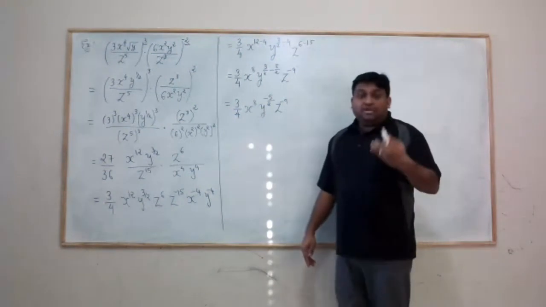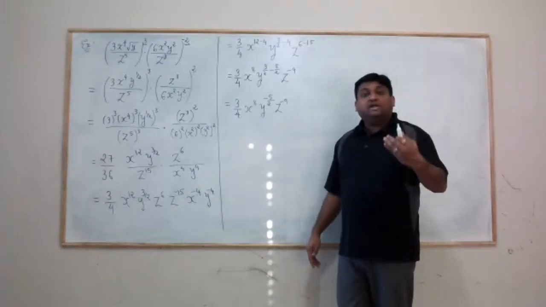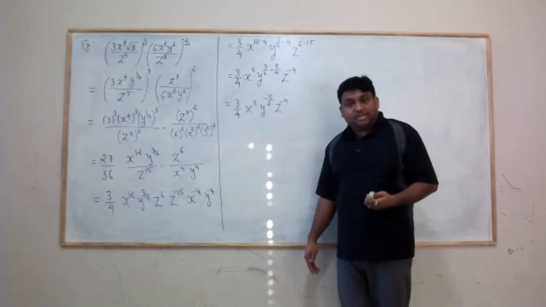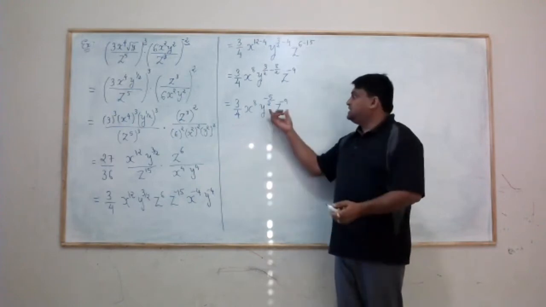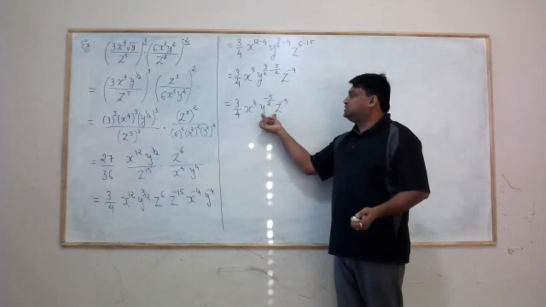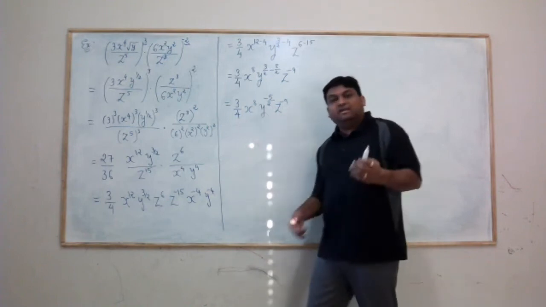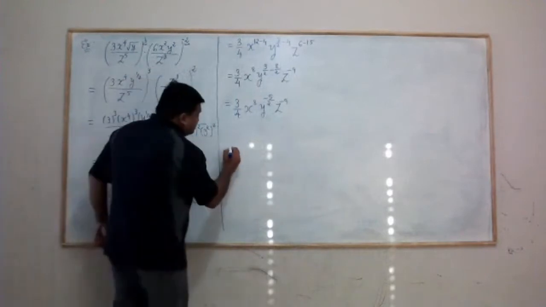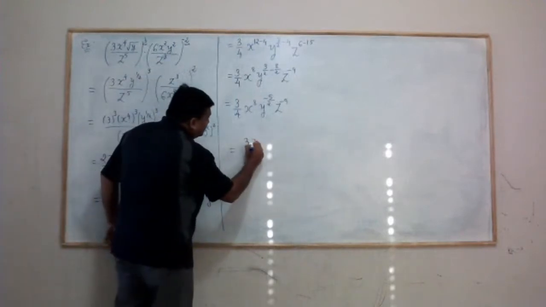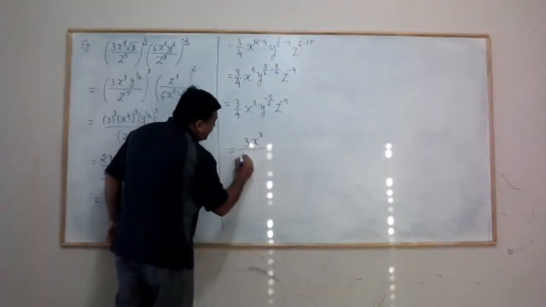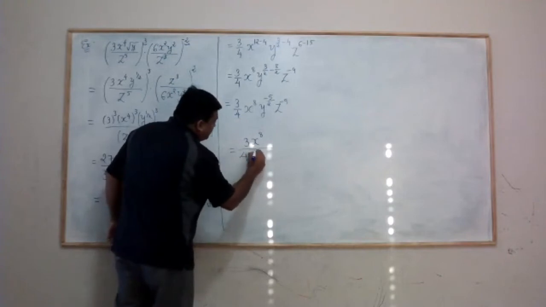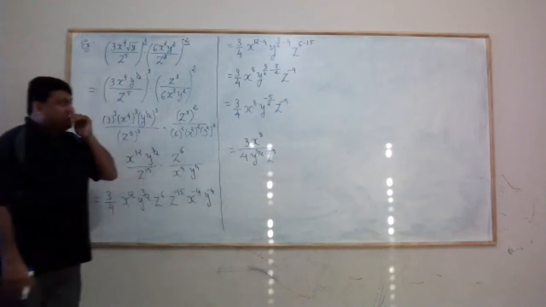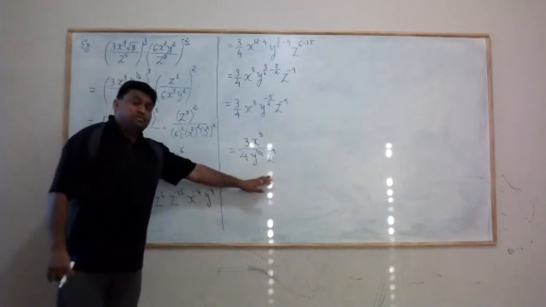Right? If the question says write your final answer with all positive exponents, then in such case you will have to shift these two exponents into the denominator and make them positive, right? So again, this is what I need to do if the question requires me to write the final answer with all positive exponents. Look at that. This is our final answer.